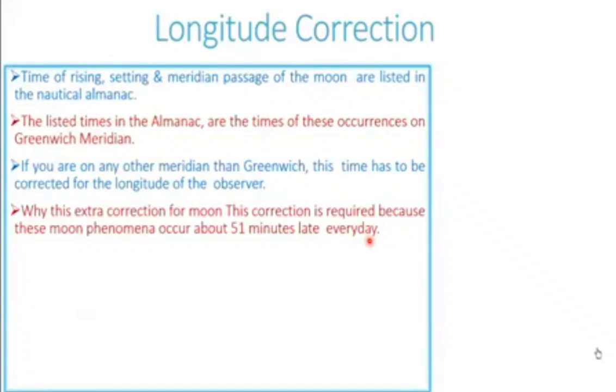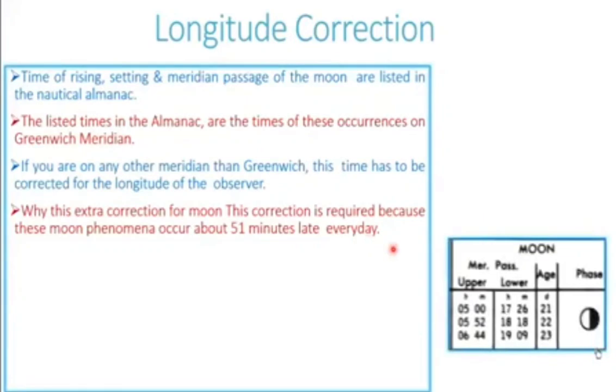Now let me pick up the data from the daily page of the almanac and show you this delay. You can see the data picked up for the moon for a particular day. If you have a look at the meridian passage time of the moon, we will have a look at the upper meridian passage. On the first day, the upper meridian passage is happening at 0500 hours. If you have a look at the second day, the meridian passage of the moon occurs at 0552 hours. So you can see there is a delay of 52 minutes. This delay is not fixed or constant. It keeps on varying day after day. There can be a slight change in the value, and the average delay is about 51 minutes. On the third day, you can see the meridian passage of the moon gets delayed again, and the upper meridian passage time is 0644 hours.